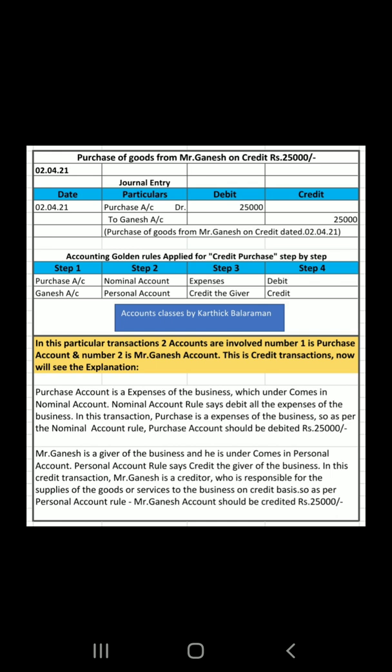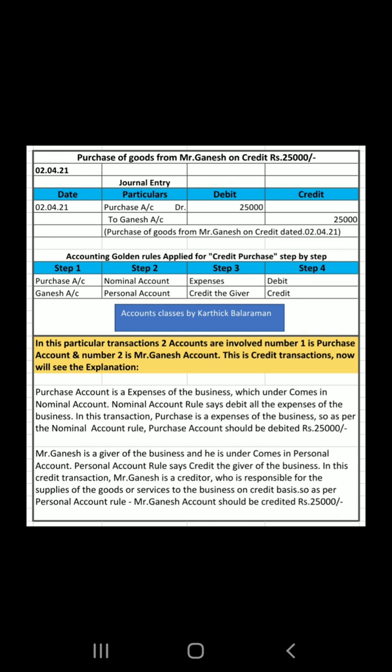In this credit transaction, Mr. Ganesh is a creditor, who is responsible for supplying goods or services to the business on credit basis. Please keep in mind, on credit. He is giving goods and services to the business on credit basis.